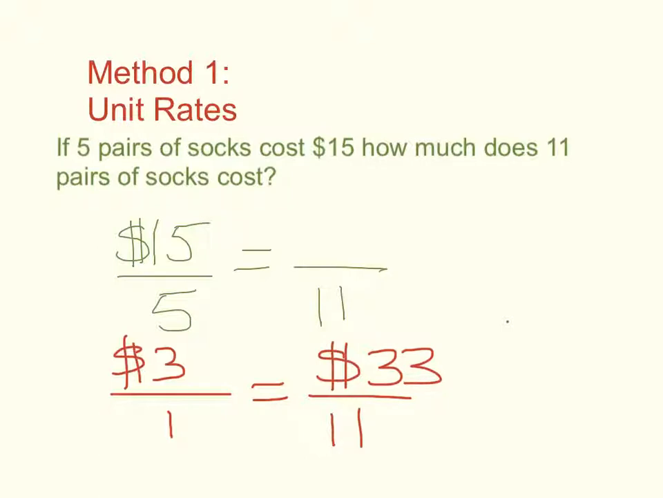So to recap the unit rates method, first you take your rate and you find its unit rate by dividing by the denominator or the bottom number. Then you will multiply that by how many you need, which was 11, and therefore I multiplied the top also by 11.